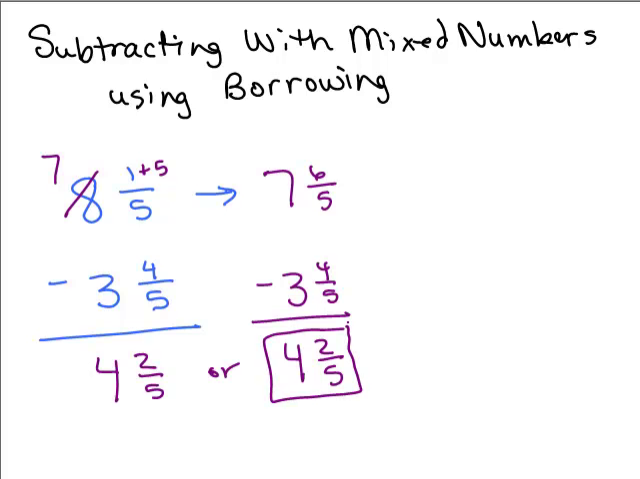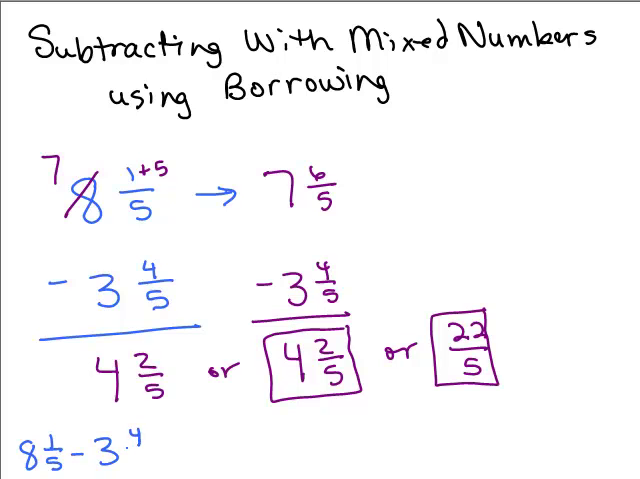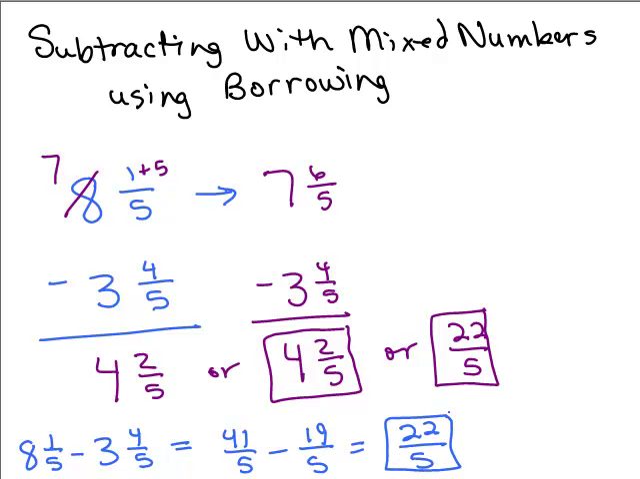Now, of course, that's the same thing as writing it as an improper fraction, which would be 22/5. And if you'd have done this problem by changing each of the original mixed numbers to improper fractions, that's what you should have gotten. So let's quickly do it that way just as a verification. 8 and 1/5 minus 3 and 4/5. If I change both to improper fractions, that's 41/5 minus 19/5, which is 22/5. Right, so you've got options. Whatever way makes the most sense to you, whatever seems easiest.